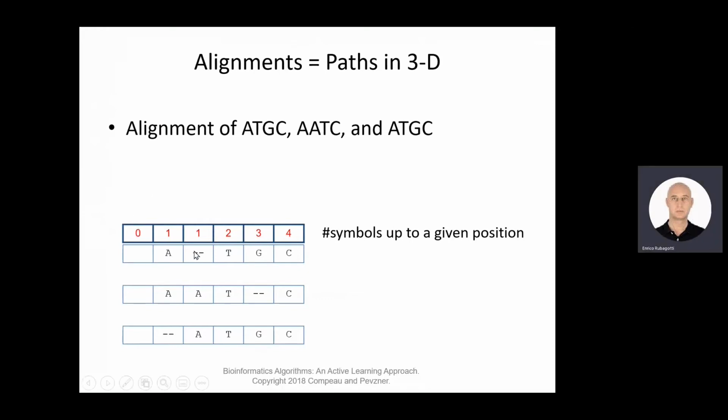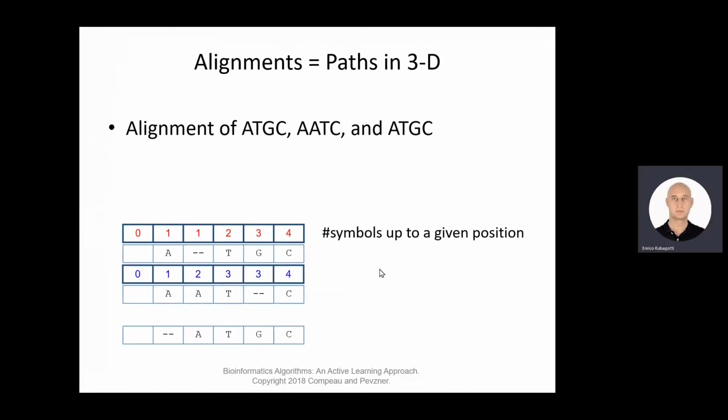The gap is not considered a symbol. So on the first column, I have A. On the second column, I have a gap. So I still have 1 symbol. In the next column, I have T. That is another symbol. So I'm going to add 1, 2. G and C, 3 and 4.